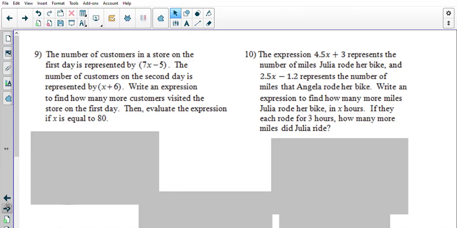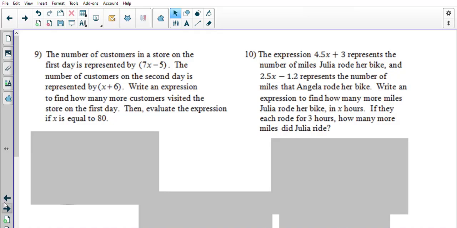But first, let's take a look at numbers 9 and 10. So number 9, read it with me as I read it aloud. The number of customers in a store on the first day is represented by 7x minus 5. The number of customers on the second day is represented by x plus 6. Write an expression to find how many more customers visited the store on the first day. Then evaluate the expression if x is equal to 80.